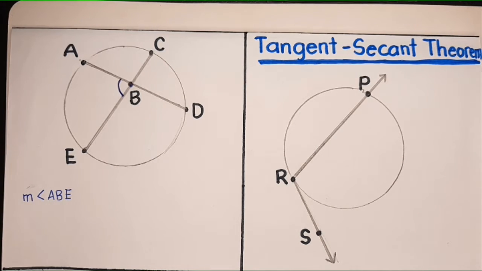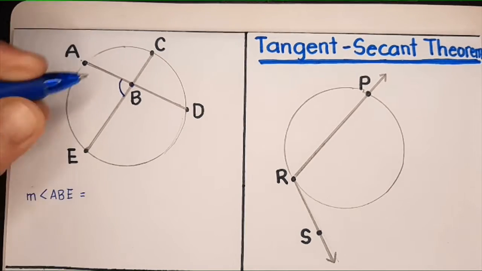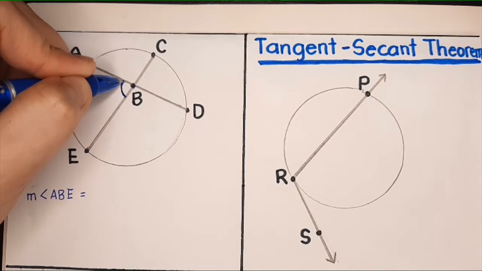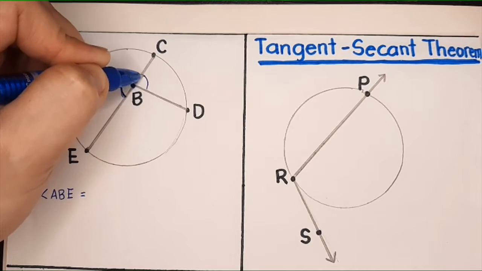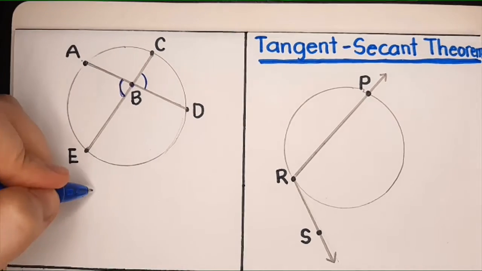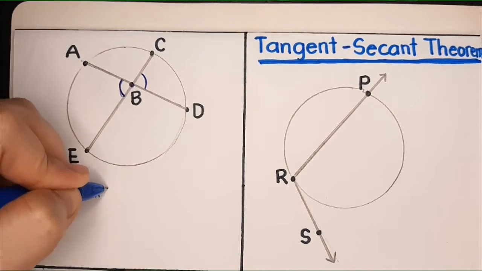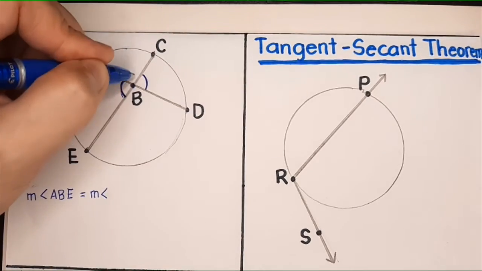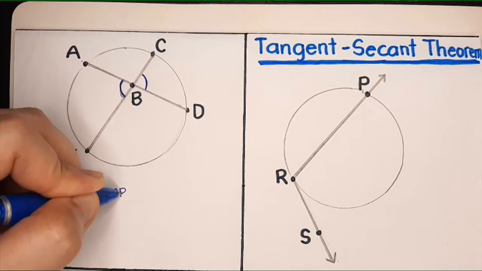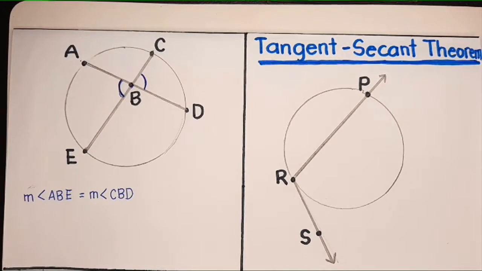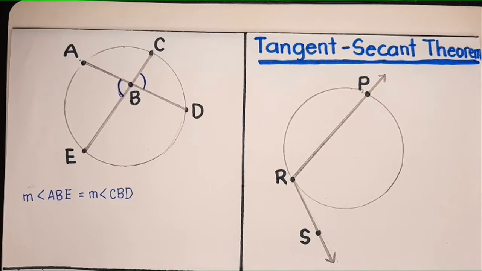And take note also that this angle here has the same measure as this angle here. Okay, so equal lang ito sa measure of angle CBD by the vertical angle theorem. Okay? So, pareho lang sila. So, paano natin kukunin ang measure ng angle na yan?